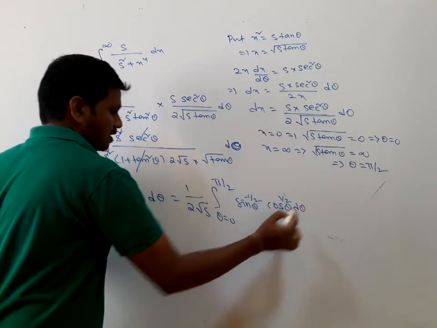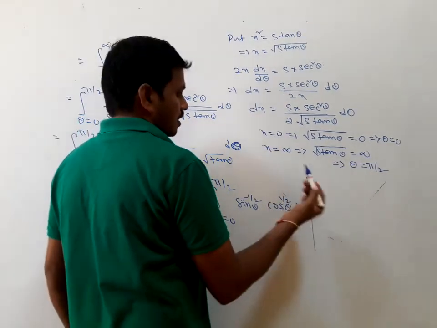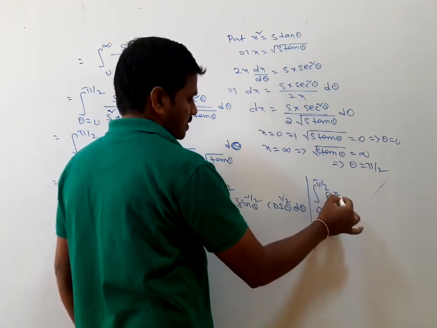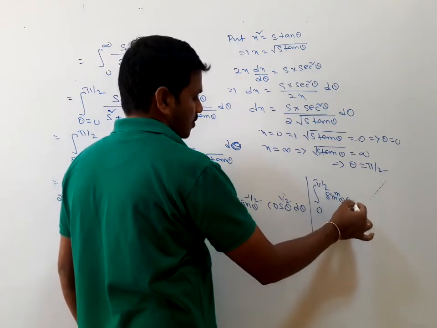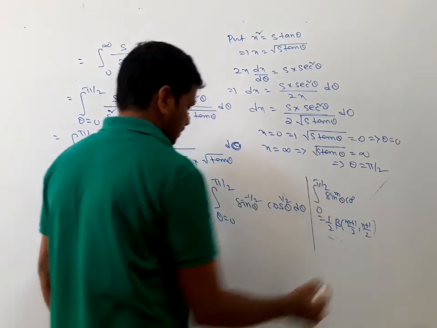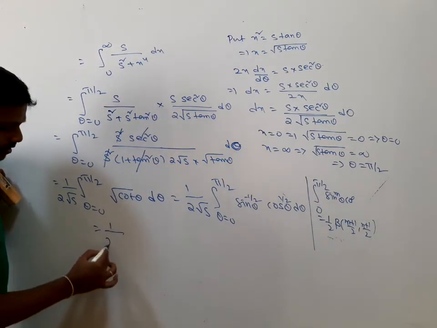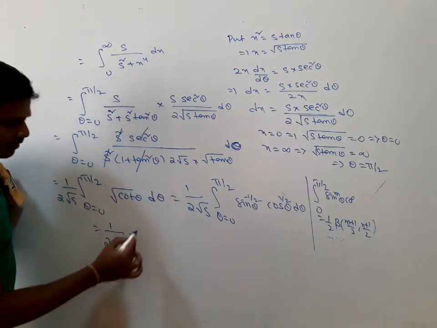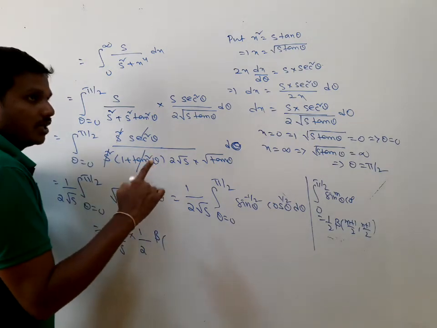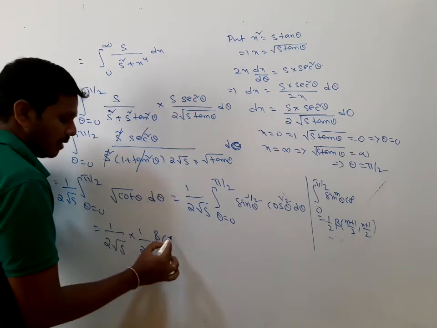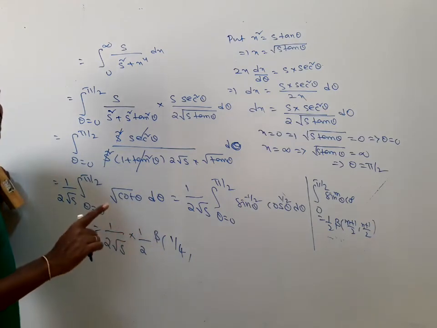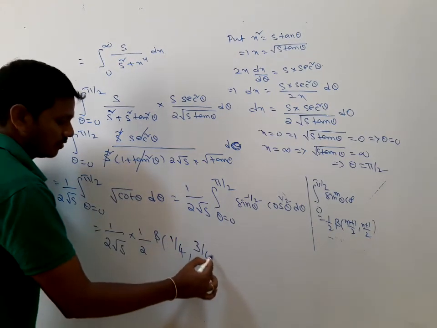If you go for the beta gamma functions, you know that integral theta is equals to 0 to pi by 2 sine to the power of m theta cos to the power of n theta is equal to 1 by 2 into beta of m plus 1 by 2 comma n plus 1 by 2. Converting into beta functions, it is 1 by 2 root s into 1 by 2 into beta of, here m is equal to minus 1 by 2, minus 1 by 2 plus 1 is 1 by 2, divided by 2, that is 1 by 4. Directly I am writing here by using that. Next 1 by 2 plus 1, that is 3 by 2, divided by 2, that is 3 by 4. Is it clear?